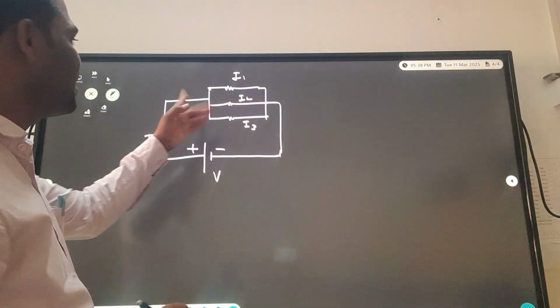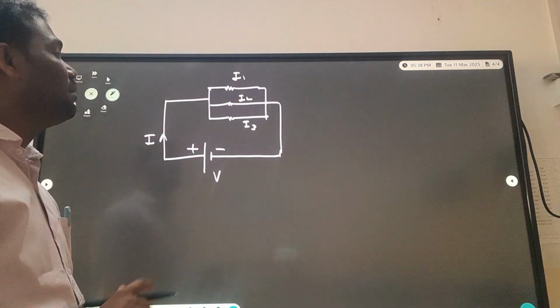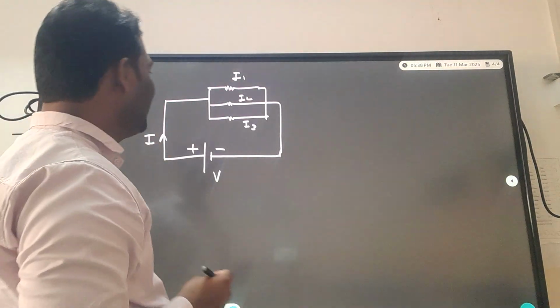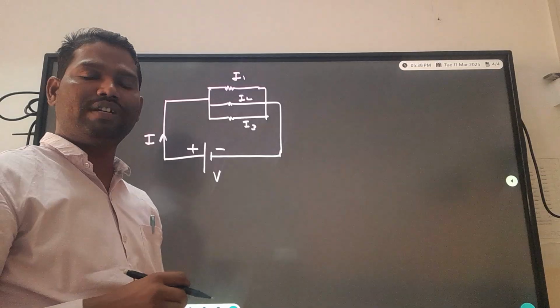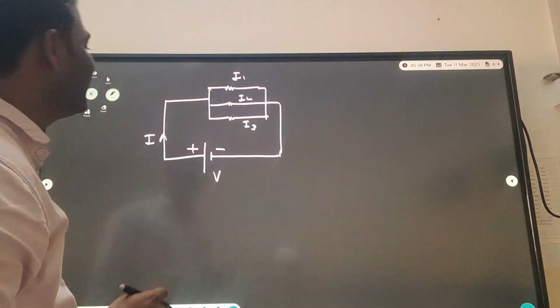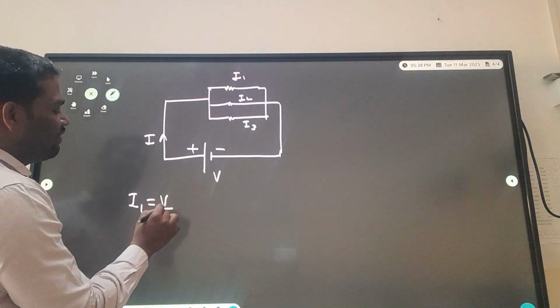So if they are connected in parallel, different currents may pass through the different wires, depending on the resistance in each wire. We have to find the total electric current passing through the given wire. The different currents are there. So I1 we can write as V divided by R.